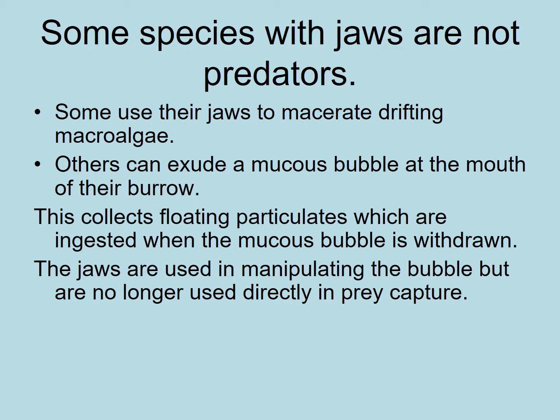Some are not predators, even though they have jaws. What they do is blow a bubble of mucus, and essentially anything that is in the water column and settles down onto that bubble or sticks to that bubble when it's floating by will then be collected. They just suck that mucousy bubble in, chew it up, and then digest whatever organic material is on that bubble.